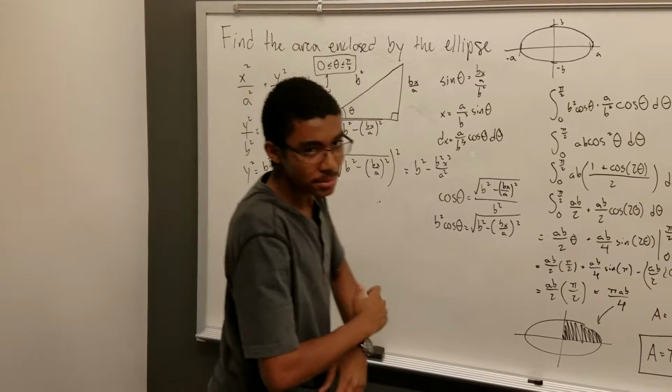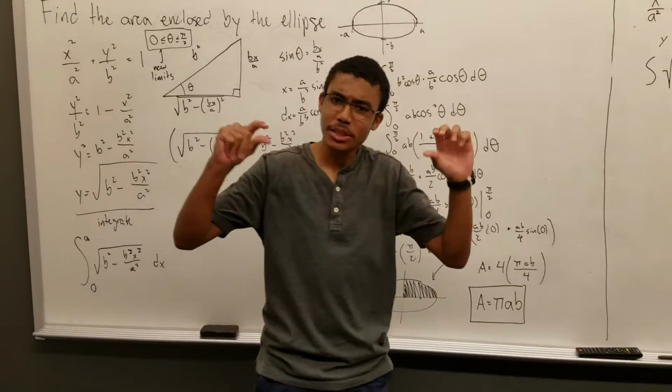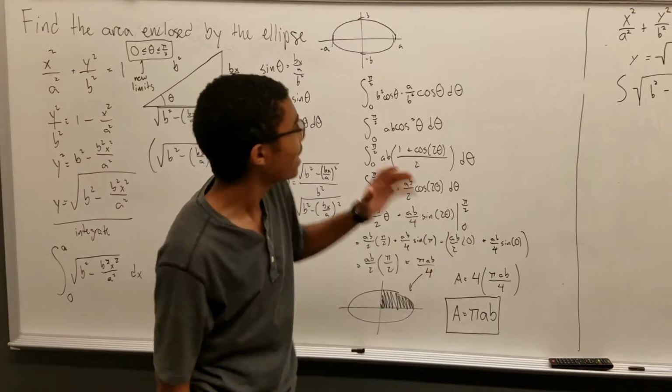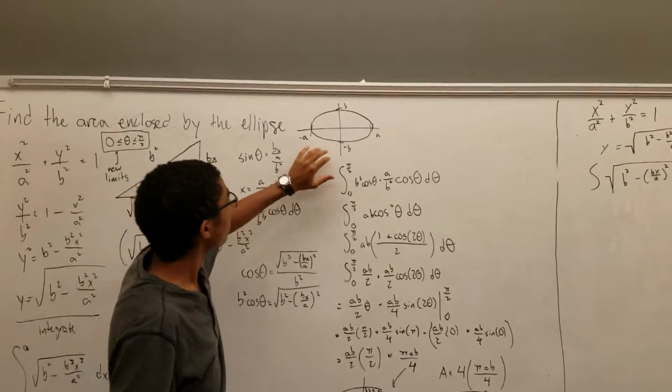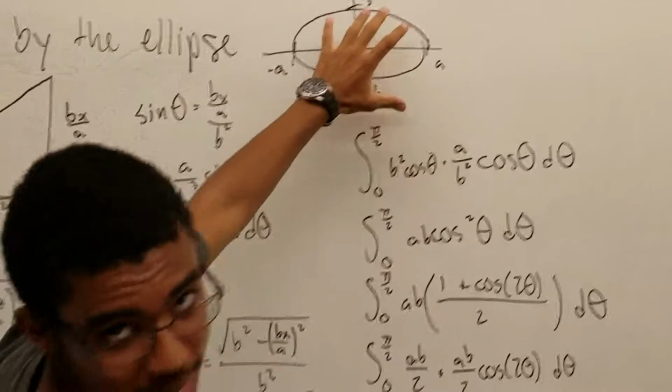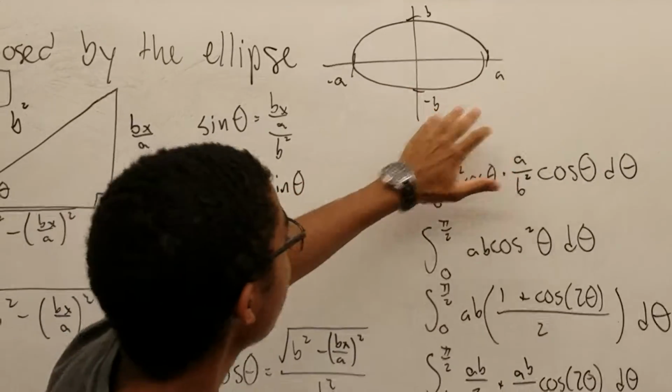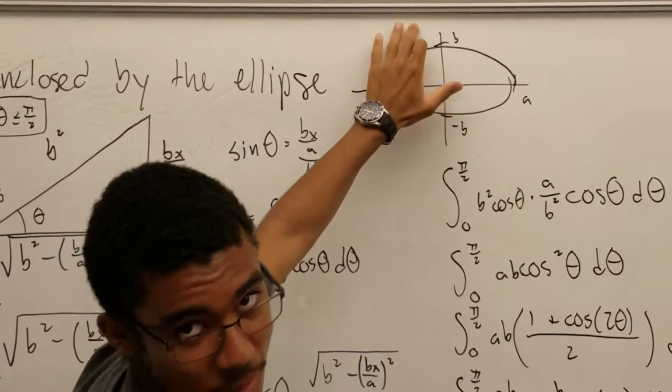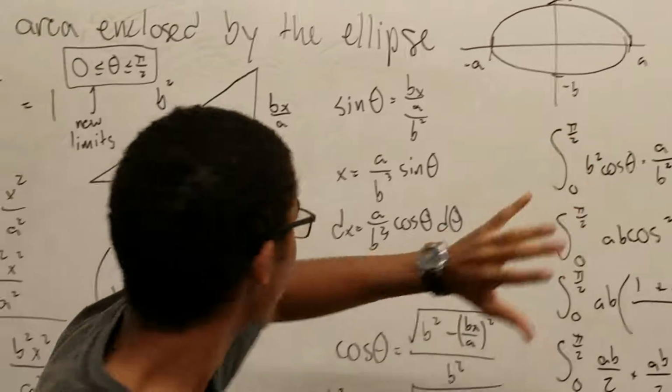Okay, so an ellipse just looks like this. It's basically a stretched out circle. I'm sure you guys know what an ellipse is. And so we have our major axis and minor axis right here: negative A to A, and negative B to B up here. Just to have an idea of what an ellipse looks like.